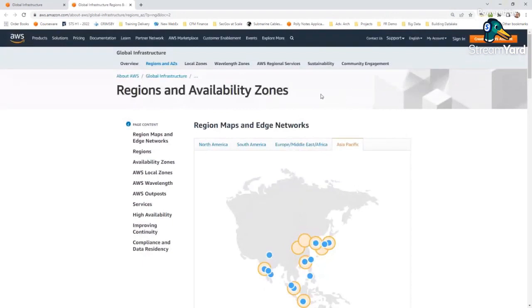So three things you should remember from global infrastructure. First, the region. Second, a region is made up of availability zones. And third is the edge location. And to connect all of these, we have our global network.